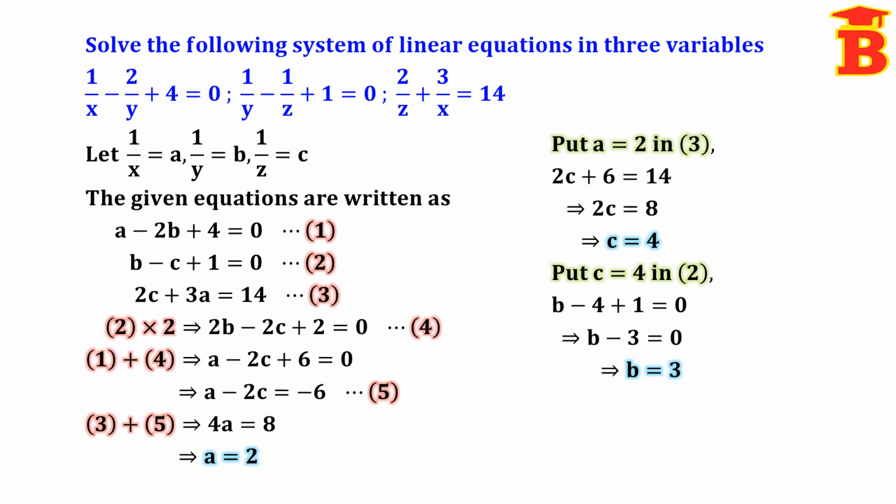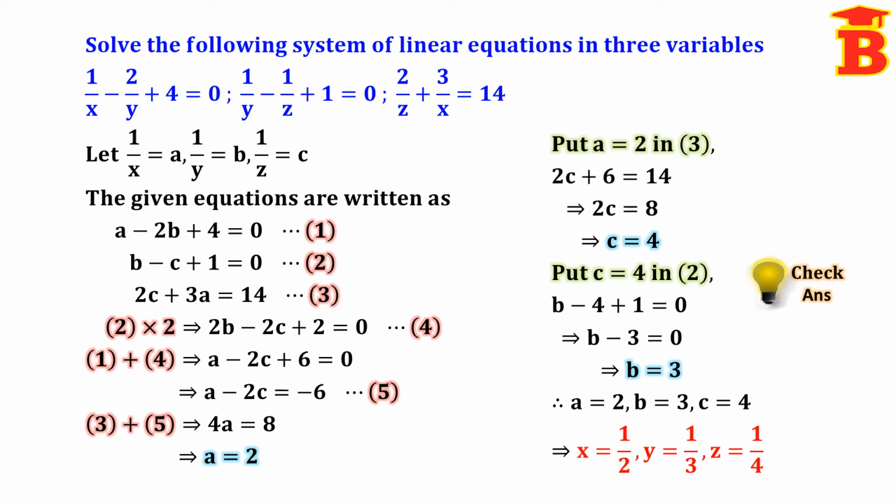And finally take and write all the values. So we have got the values of a, b, c. But in the question we are given the terms x, y, z. So we have to write the final answer in terms of x, y, z. So just take reciprocal and write the answer. a equal to 2, b equal to 3, c equal to 4. Taking reciprocals, we get the answer x is equal to 1 by 2, y equal to 1 by 3, z equal to 1 by 4. So this is the final answer.